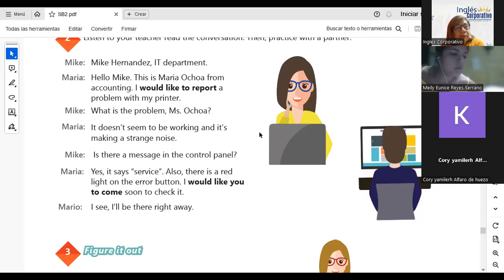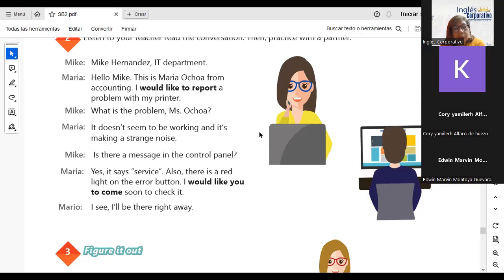Okay. Mike Hernandez, IT department. Hello, Mike. This is Maria Ochoa from accounting. I would like to report a problem with my printer. What is the problem, Mr. Ochoa? It doesn't seem to be working and it's making a strange noise. Is there a message in the control panel? Yes, it says service. Also, there is a red light on the error button. I would like you to come soon to check it. I see. I'll be there right away.